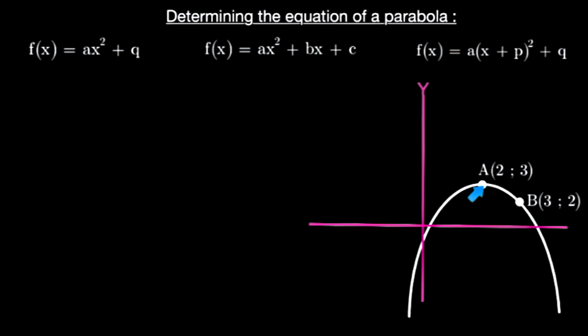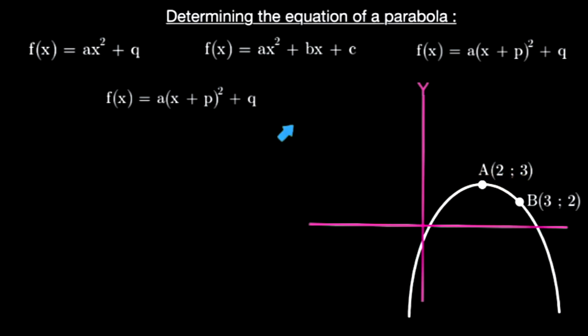Well, because we have the turning point, it makes sense for us to start with this type of equation, because if we have the turning point's coordinates, well, we already have p and q. So let's do that. I'm going to write down f(x) = a(x + p)² + q. And then I can do substitution of the p and the q because we already have the turning point.